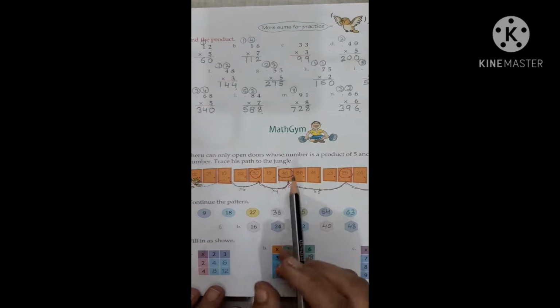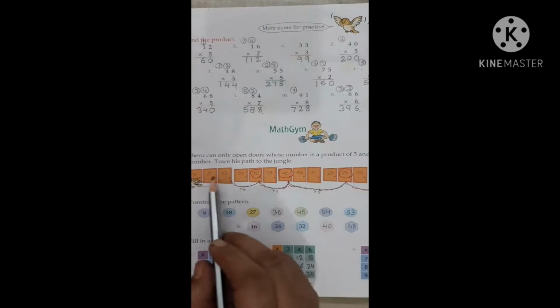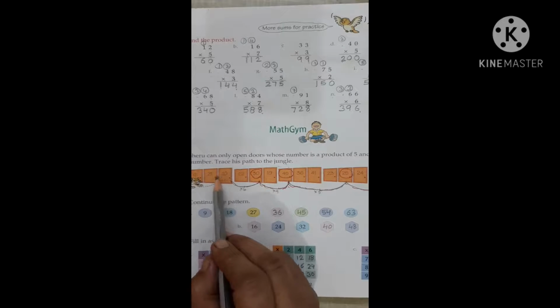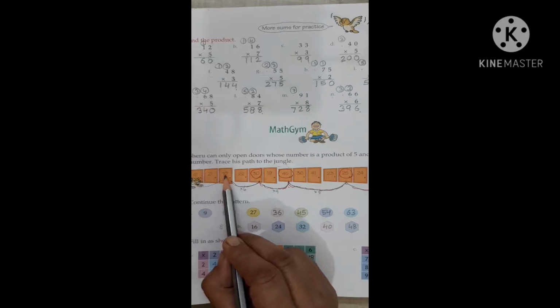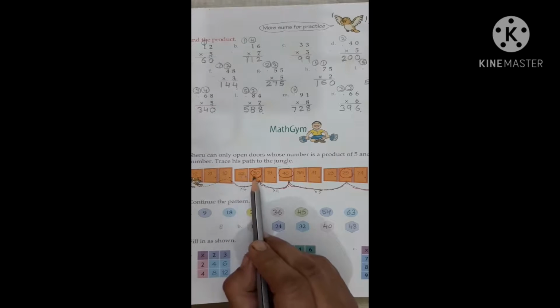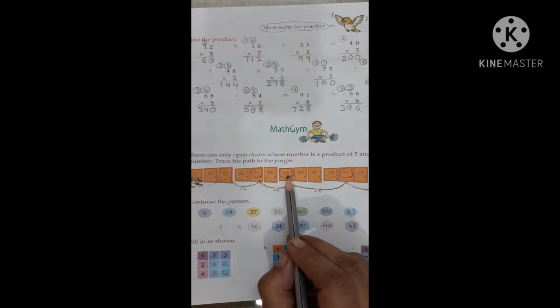Look children, Sheru is opening the door whose number is a product of 5. So here, look here, 12, 21 and 10. Here 10 is a product of 5. 5 2s are 10. In next numbers 22, 30 and 19. 30 is a product of 5. 5 6s are 30. Here next, 45 is a product of 5. 5 9s are 45.